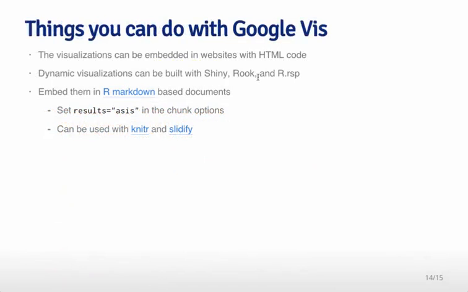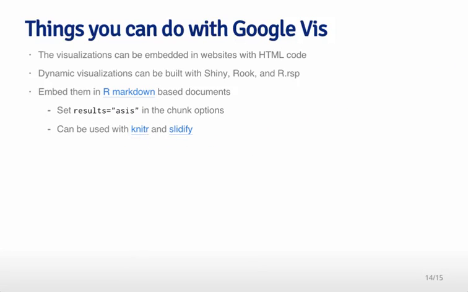You can do a large number of things with GoogleVis. You can embed them in websites using this HTML code. In other words, you can just take this HTML code right out and plug it into a website. You can create dynamic visualizations using the Shiny server, which we've talked about in this data products class, or with the Rook and R.rsp frameworks. You can also embed them in R Markdown-based documents. You basically do that by setting results equals 'asis' in the chunk options. That's what I've done. You can look at the slides' code for these slides to see how that works. And you can do it with both Knitr and Slidify.